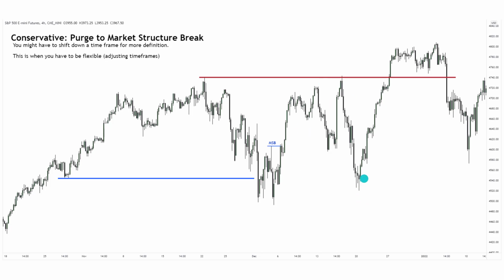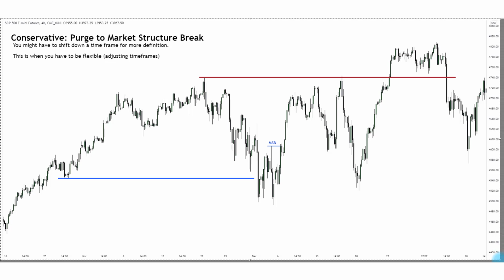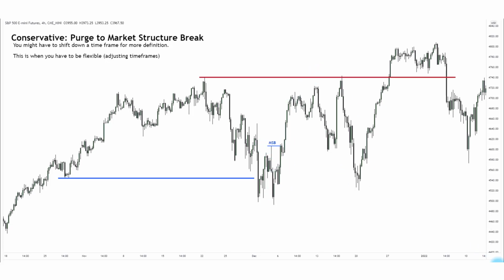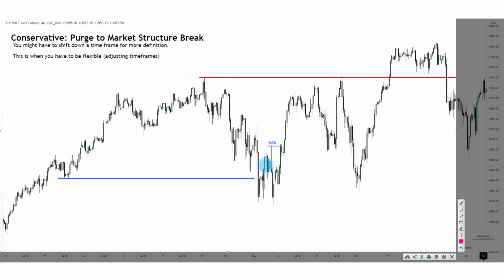Real quick, I'm going to compare the aggressive to conservative here. So conservative, you're waiting for that market structure break, and then you're waiting for that full-on retracement. But the aggressive trader doesn't have to wait for that full-on retracement. As soon as the liquidity purge happens here, they can use an order block to enter on, which you can see here.